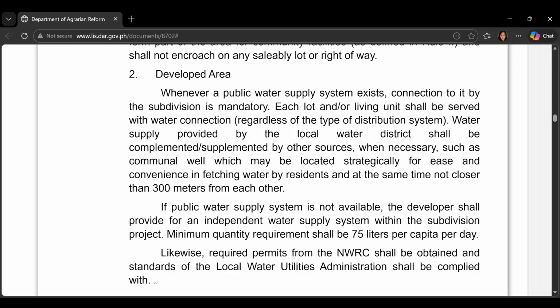Water supply provided by the local water district shall be supplemented by other sources when necessary, such as communal wells, which may be located strategically for ease and convenience in fetching water by residents and at the same time not closer than 300 meters from each other. If public water supply system is not available, the developer shall provide for an independent water supply system within the subdivision project. Minimum quantity requirement shall be 75 liters per capita per day.